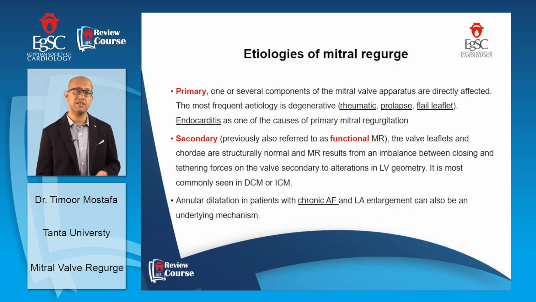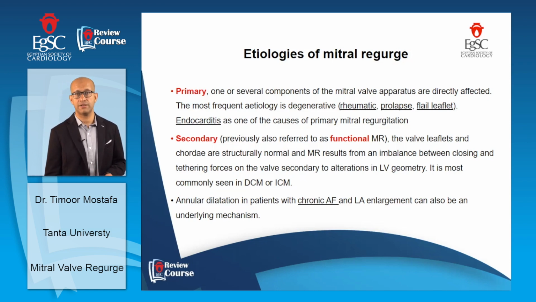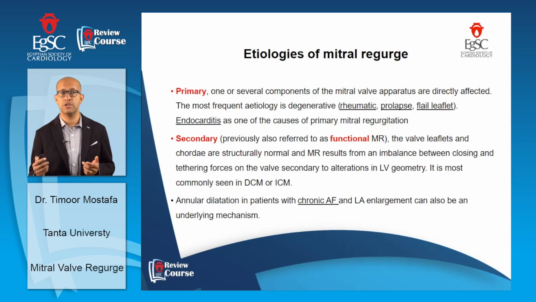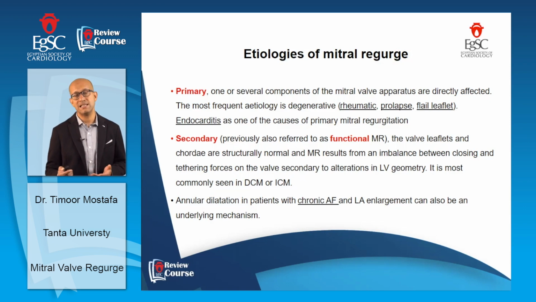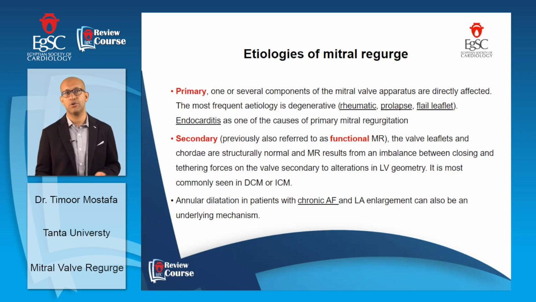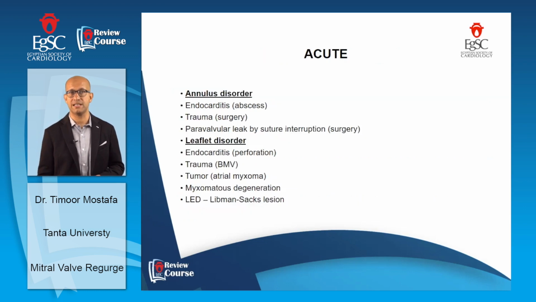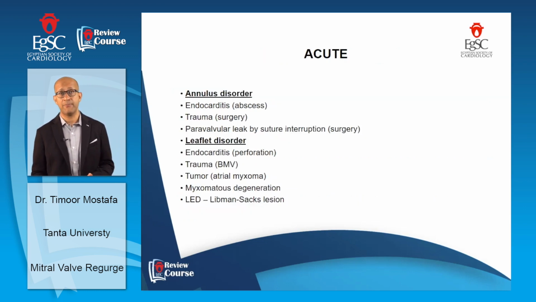Secondary, which was previously named functional mitral regurgitation: the valve leaflets and the chordae are structurally normal, and the regurgitation results from an imbalance between the closing and the tethering force of the valve, secondary to alteration of the left ventricular geometry. We see this a lot in patients with ischemic or dilated cardiomyopathy. Also, annular dilatation in patients with chronic atrial fibrillation and left atrial enlargement can be another underlying mechanism. We can also classify mitral regurgitation into acute and chronic.